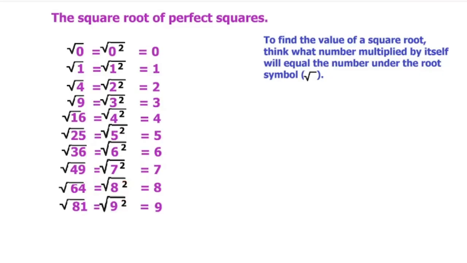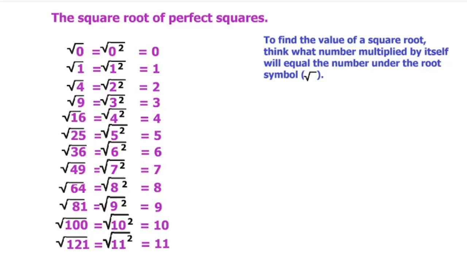And then for 9, the square root of 81 is 9. And then for 10, 10 squared is 100. So the square root of 100 is going to be 10. And then 11 squared is 121. So the square root of 121 is 11. And finally, 12 squared is 144. So the square root of that is just 12.